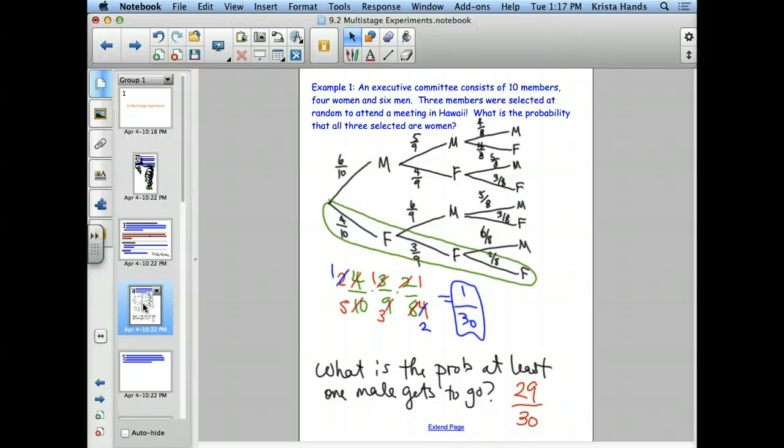Shannon, where does 29 out there come from? All of the other branches have at least one male on them, don't they? How could I get 29 out of 30 that quick though? Because you know I didn't multiply those branches together, right?